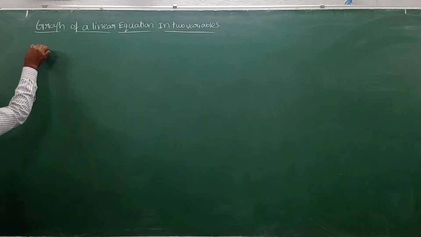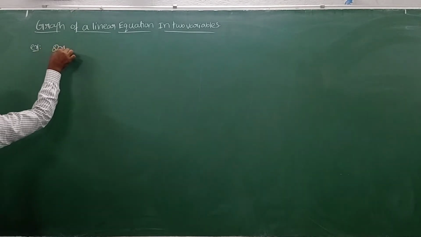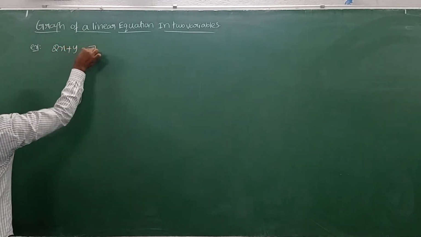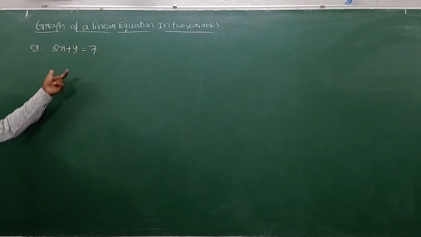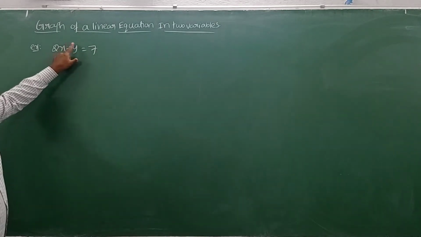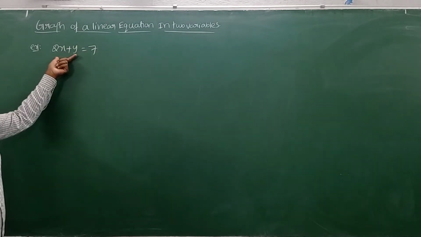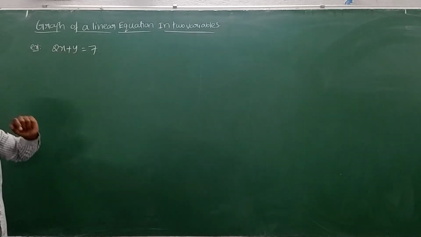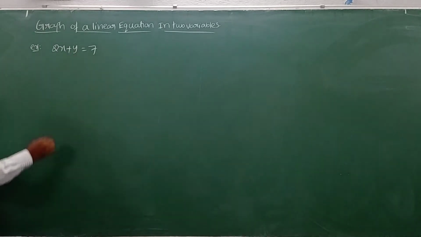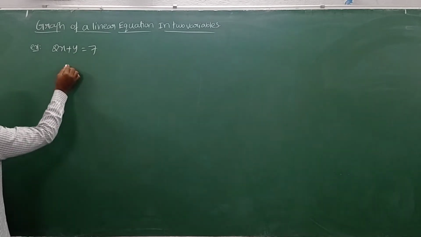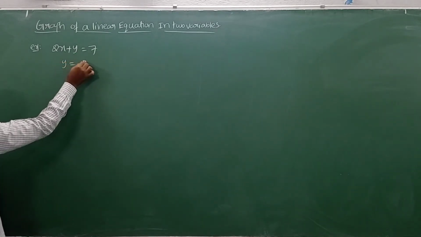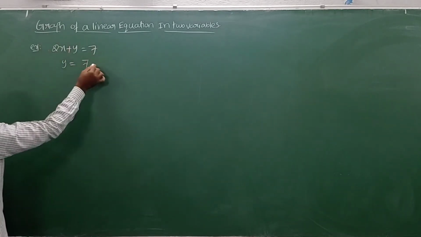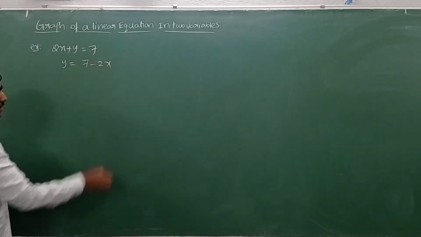I am taking one example of a linear equation in two variables: 2x + y = 7. Now I want to represent this graphically. To do that, let me find the value of y. y = 7 plus 2x, transposing, is y = 7 - 2x.